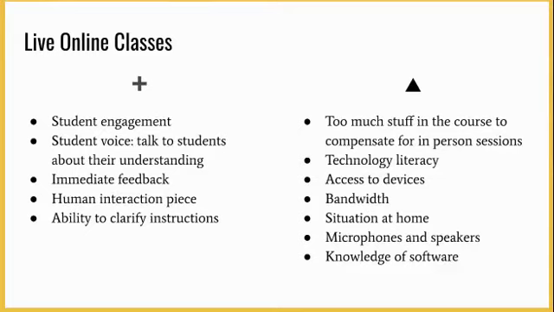They get immediate feedback in a synchronous environment. There's a lot of human interaction, and it's a great opportunity to clarify instructions. Maybe instructions that are in an assignment in Canvas, you're able to clarify through synchronous instruction, or to give examples and have students give examples. Potential deltas are that we tend to overdo what we put in the online environment sometimes, and that can be confusing for students to compensate for in-person sessions.